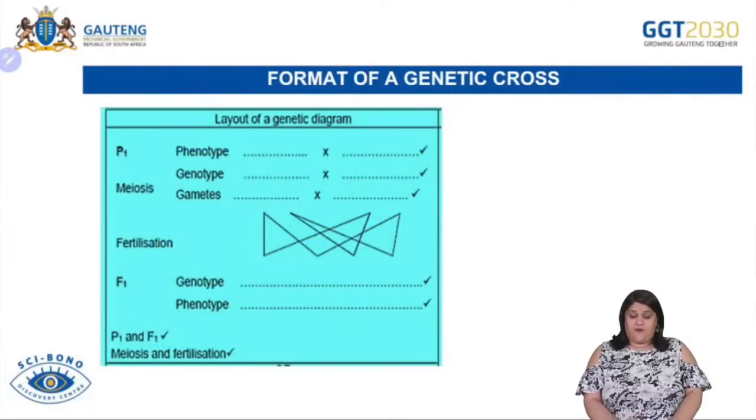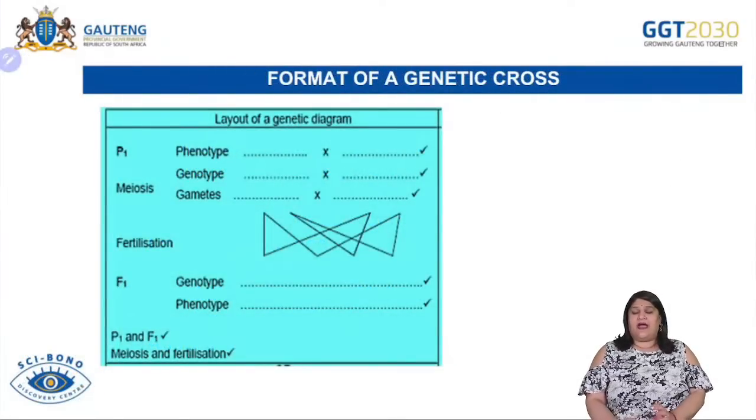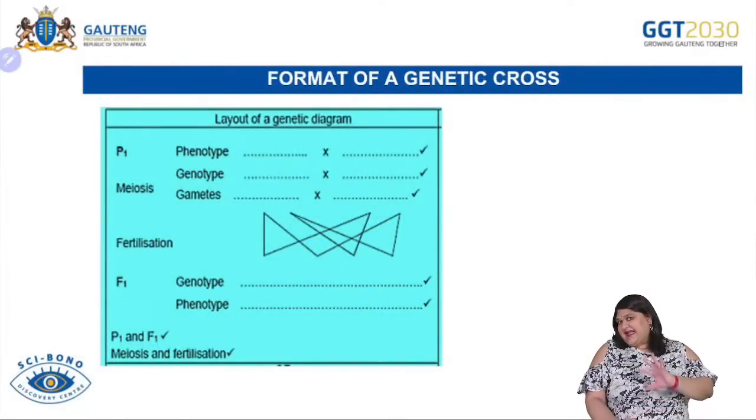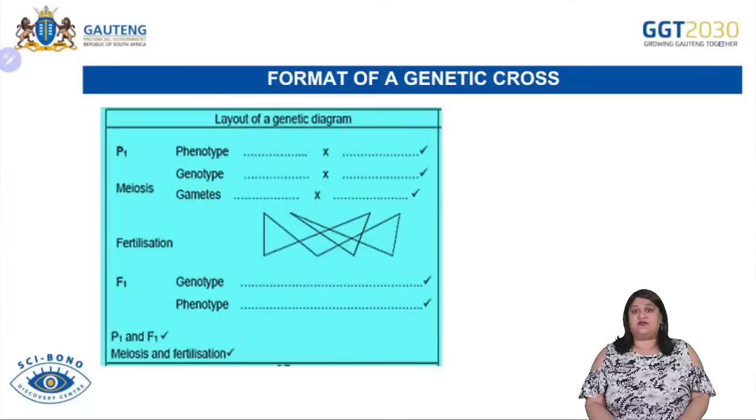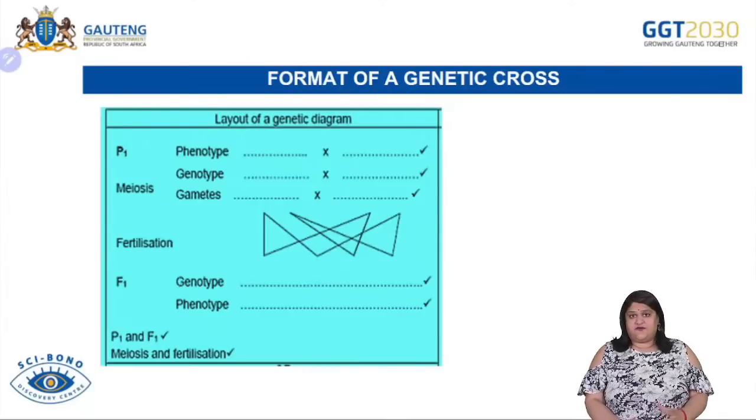Right, now we're looking at the format of a genetic cross. It's like a 90% assurance that you're going to get a monohybrid cross that you're going to have to work out. They can ask you it on different types of inheritance, which we are going to look at. But I just want to start with the format to remind you of the important things that you need to remember when you are doing your genetic cross. It's usually about 6 marks.